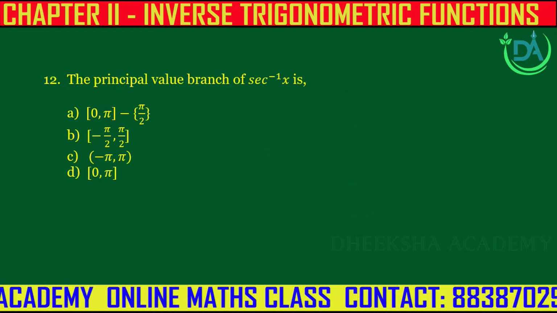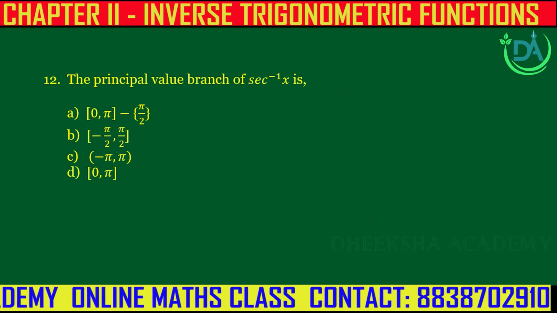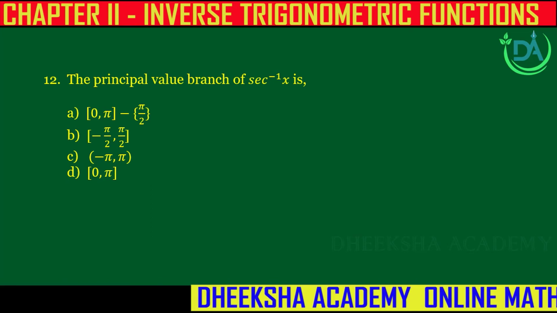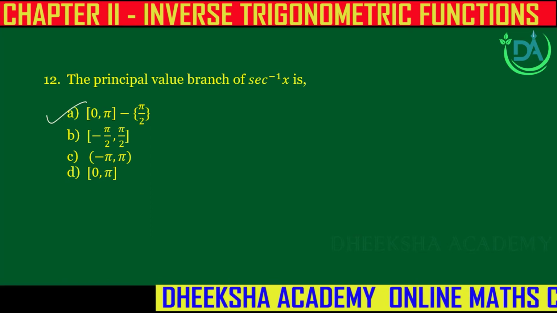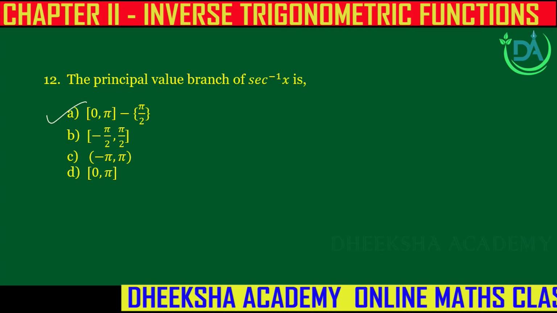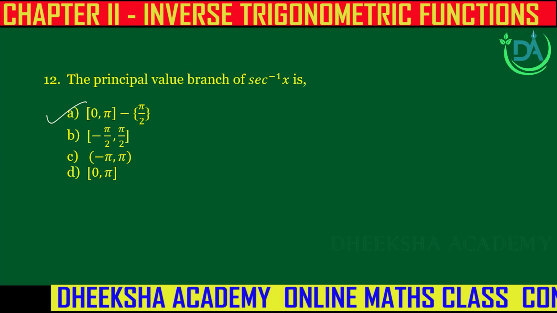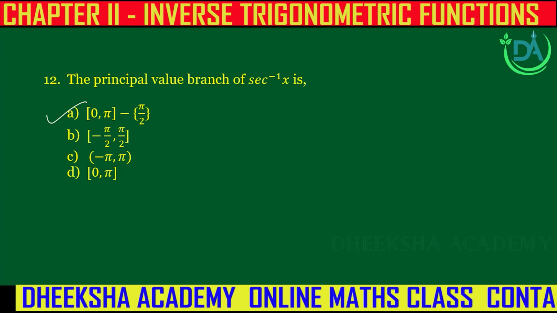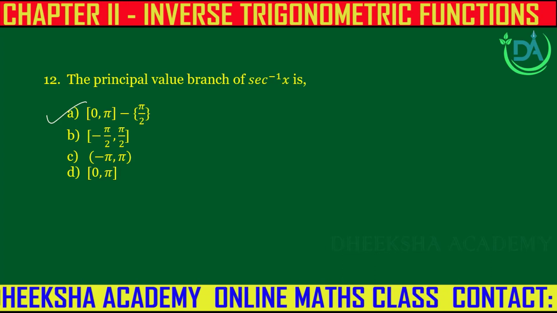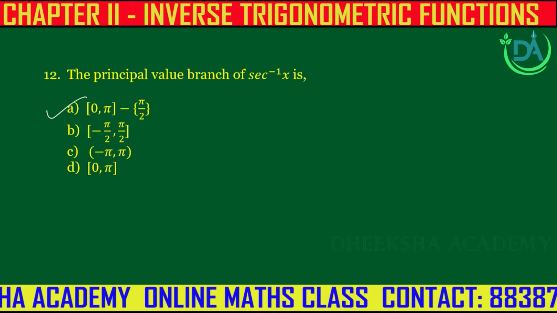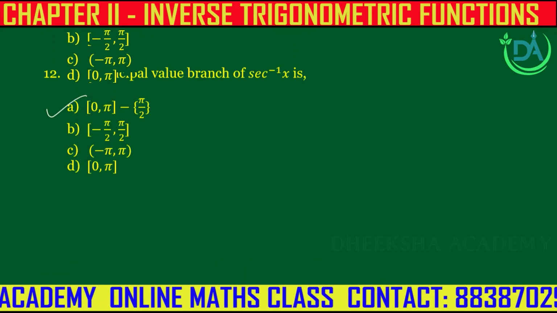The principal value branch of secant inverse x is, we know, the closed interval 0 comma pi minus pi by 2, except 90 degrees. So the principal value branch of secant inverse x is the closed interval 0 comma pi minus pi by 2. Option A is the correct answer.